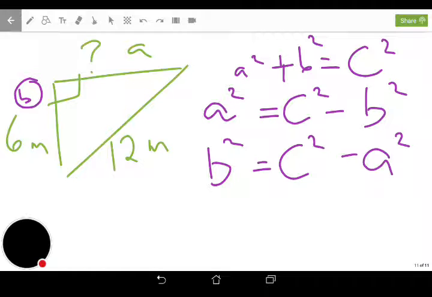So when you're working out one of the shorter lengths, whichever two values you have, or two lengths you have, that's why I always said you always write down the biggest number that you've got. So the biggest is always the hypotenuse, which will be c. So in this case it'd be 12 squared minus 6 squared, which will give us a squared.